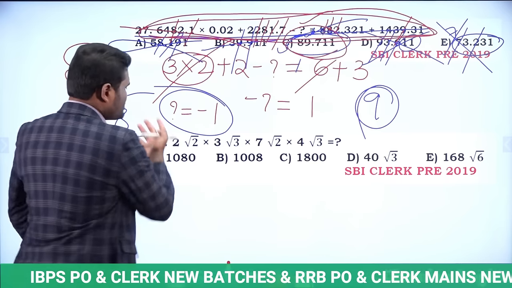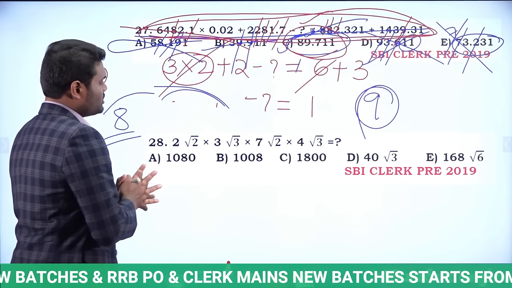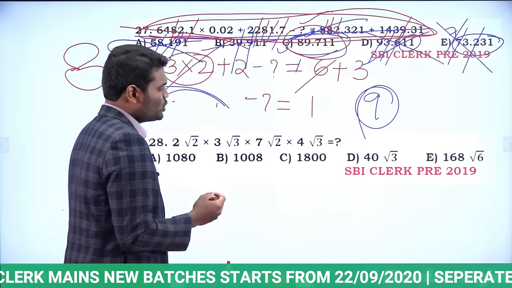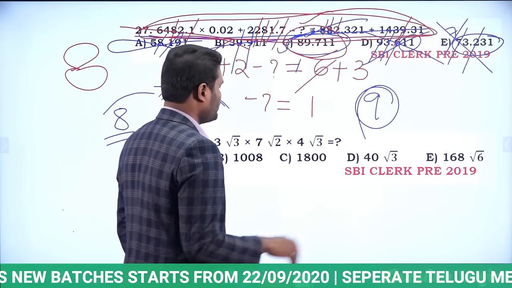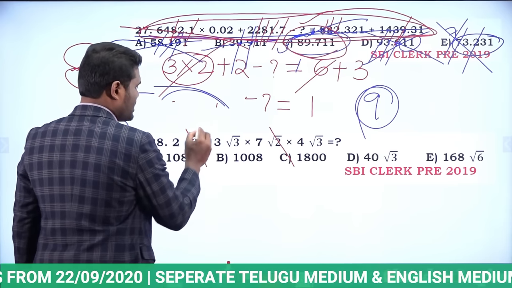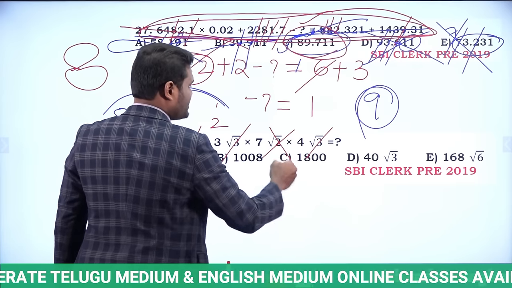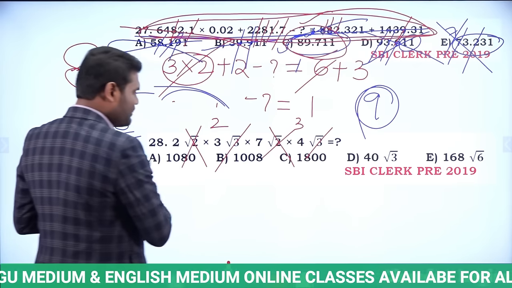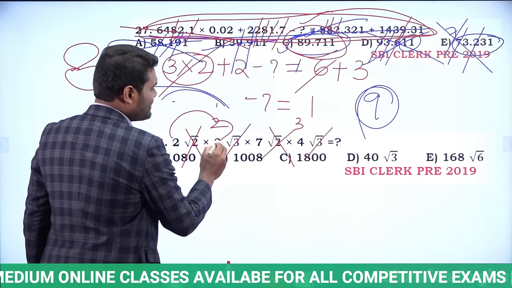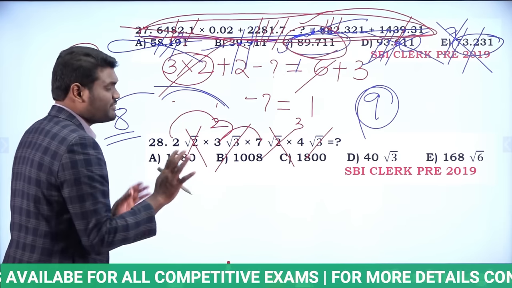Okay. Let's look at the next one. Now this is like 2 root 2 into 3 root 3 into 7 root 2 into 4 root 3 equal to how much? Now look here. Root 2 into root 2 is nothing but 2. Okay. Root 2 into root 2 is nothing but 2. Similarly, root 3 into root 3 is nothing but 3. Now just multiply the numbers. If you multiply the numbers, 2 into 2 will be 4. 4 3 times 12, 12 7 times 84, or you can just multiply or you can just verify the last digit.